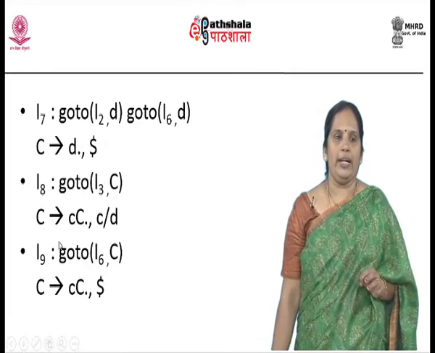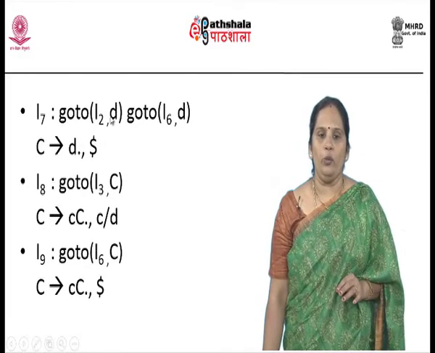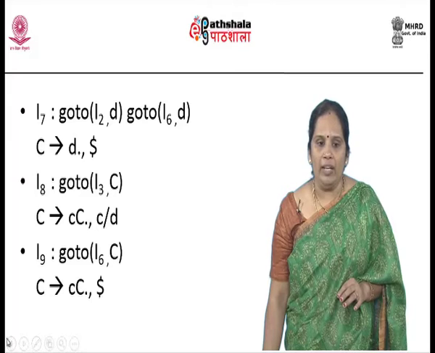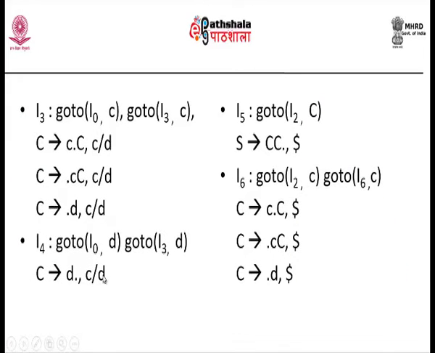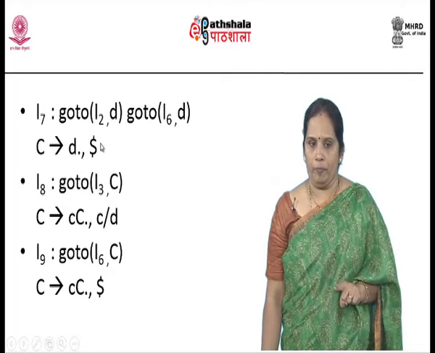So, similarly proceeding, I7 will be goto of I2 comma D. Now, this I7 and I4 are different. I4 has a look ahead as C slash D, I7 has a look ahead as dollar, okay.